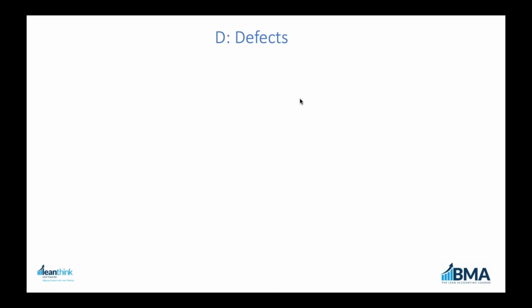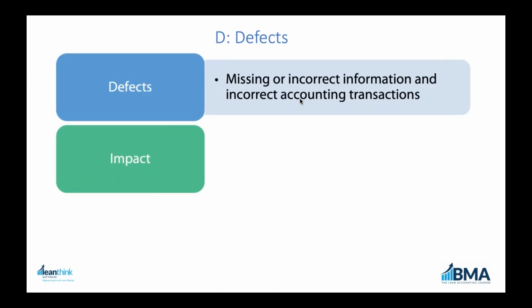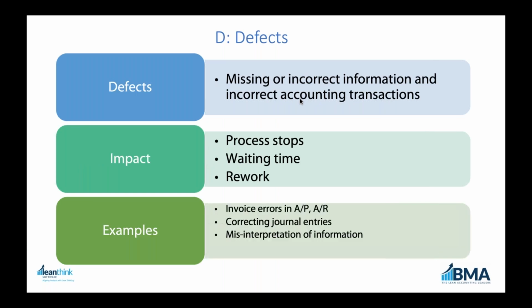It's downtime, because something that we want to avoid in our work is downtime. And the first one is defects. So thinking about defects, and for each one of these, we want to talk about what's the waste, why does it matter, what's the impact, and then what are some examples.